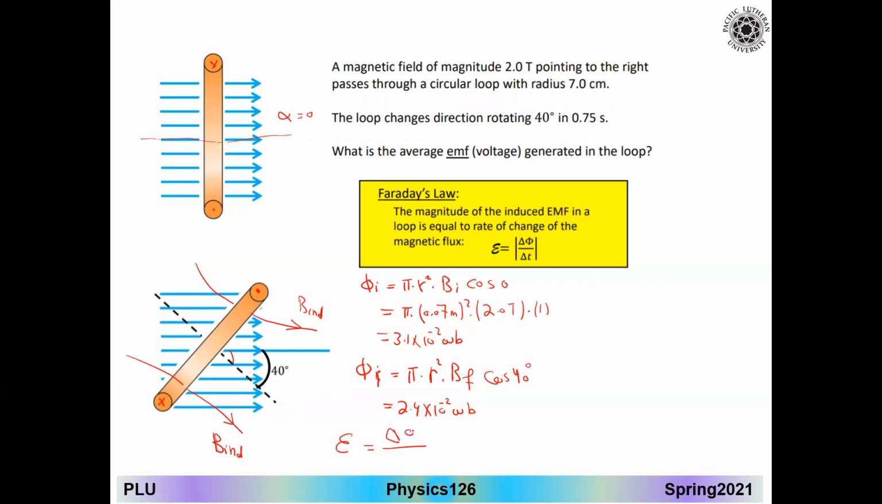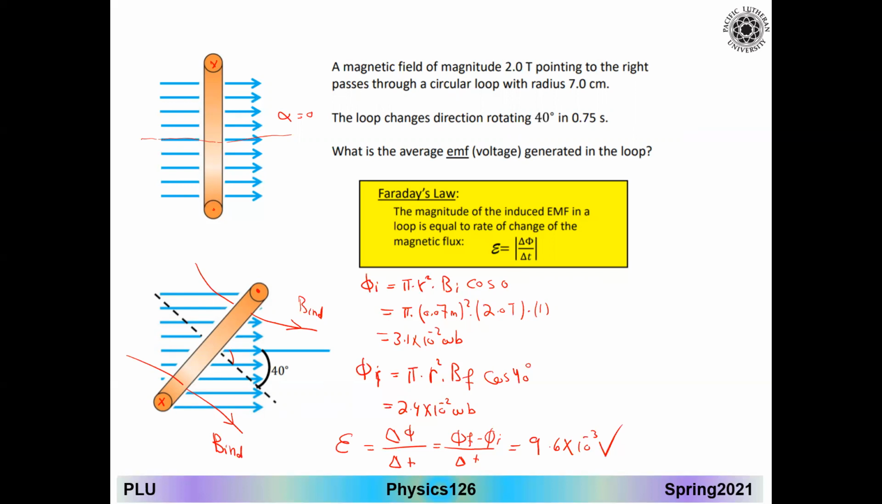Here is the delta phi divided by delta t, and here we have phi final minus phi initial divided by delta t. If you put this number here, you end up with 9.6 power to the minus 3 volt. Okay, so that's the solution: you apply Faraday's law to find the induced EMF.